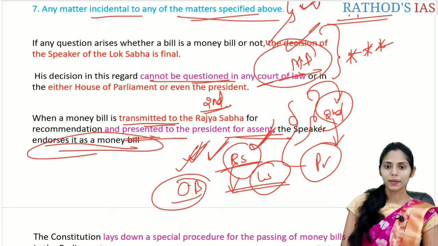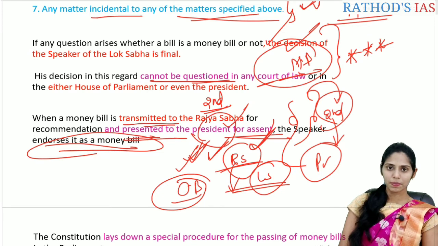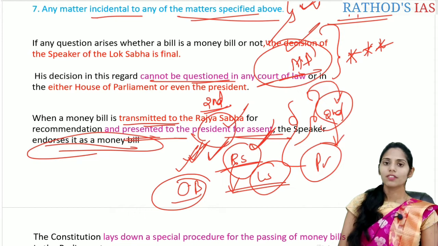And for the president also, the president does not have the power to reject that bill because the prior permission will be taken from the president. So in that case, the president has only two choices, whether to give the assent or to withhold the assent.